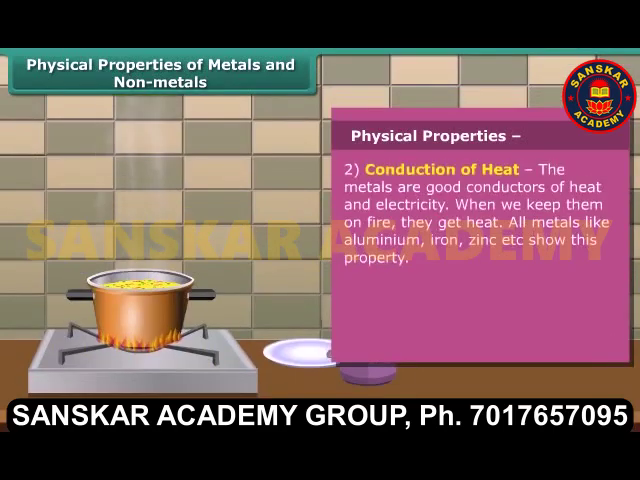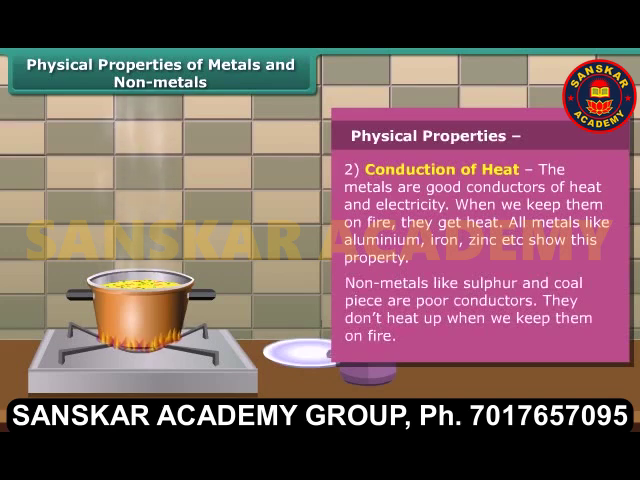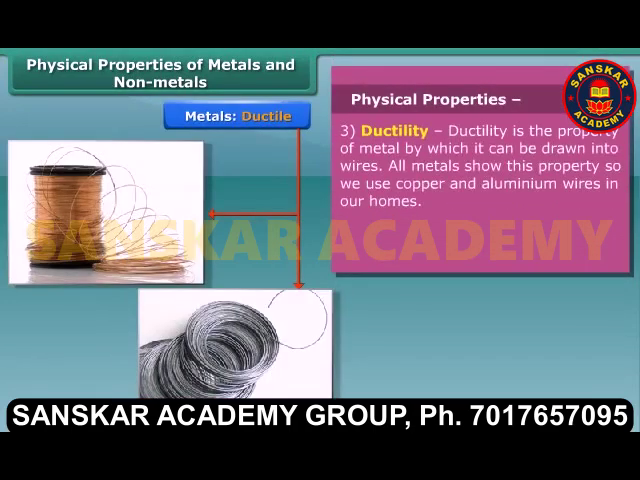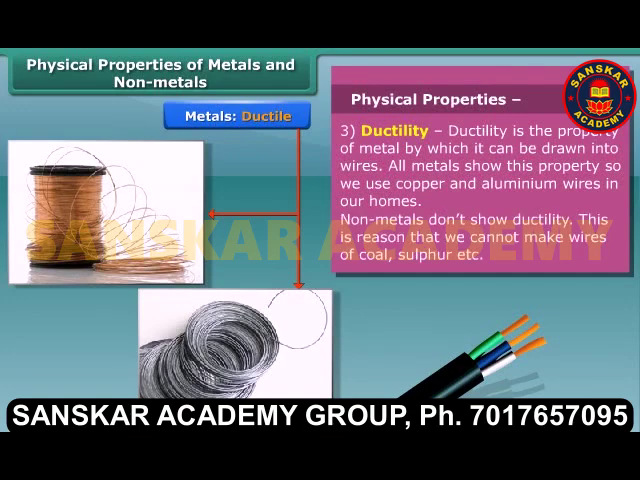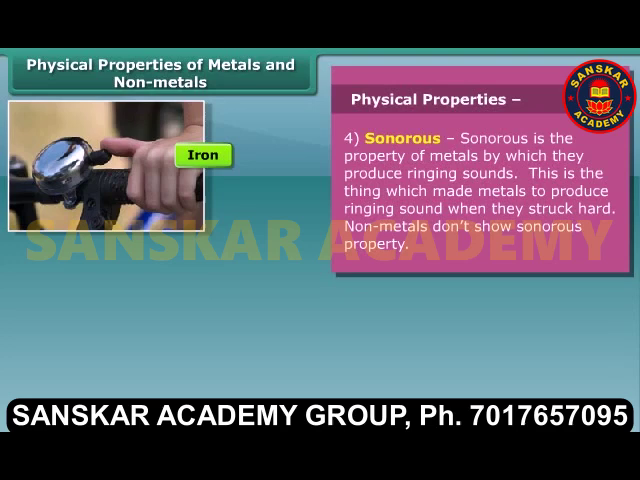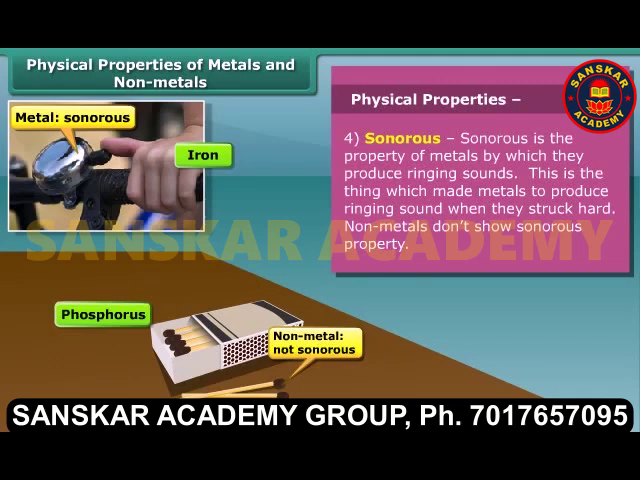Next property is conduction of heat. Metals are good conductors of heat and electricity, while non-metals are poor conductors. The property of metal by which it can be drawn into wires is called ductility. It is the third property of metals. Non-metals don't show ductility. Now let's talk about another property of metals. That is sonorous. Metals produce ringing sounds when they are struck, so they are said to be sonorous. The materials other than metals are not sonorous.